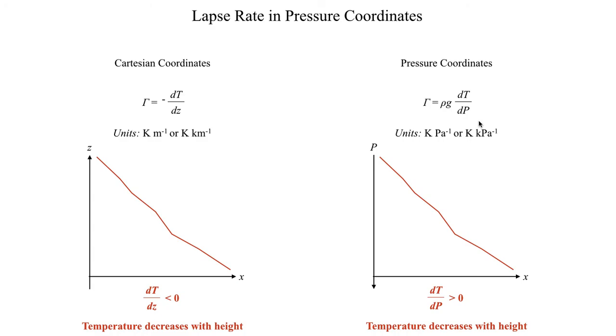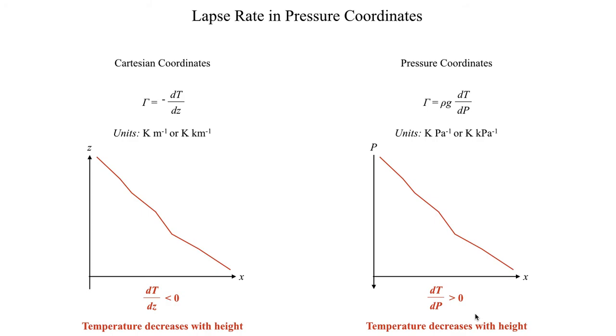Just like with the formulation for vertical velocity, when we go from Cartesian to pressure coordinates, we sort of pick up a negative sign there, where w is positive, omega is negative. In the case of vertical velocity, in Cartesian coordinates, if dT/dz is negative, then in pressure coordinates, that would mean that dT/dp is in fact positive.